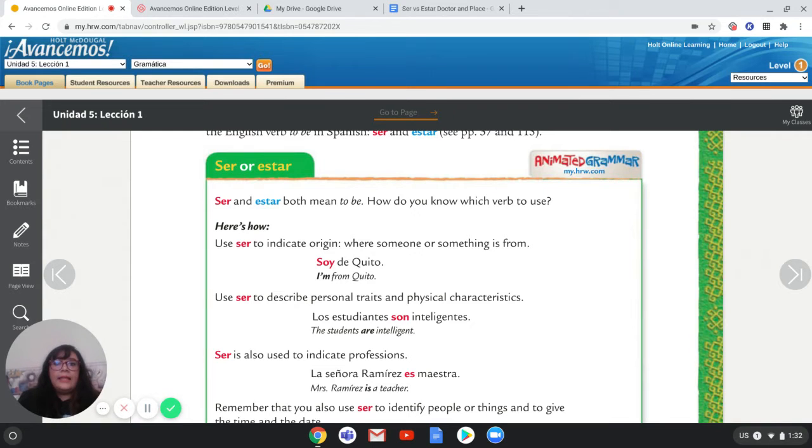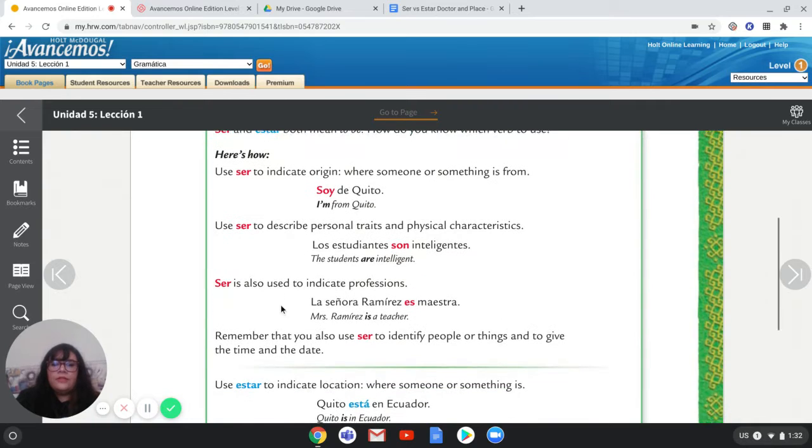You use ser to indicate origin, as in where you or something is from, because it could be that I got a certain clothing item from Target. I can't say that I got it somewhere else. It originated from Target. So you use that to describe origin. An example is like, soy de Quito. I'm from Quito, a certain location, or a city, I should say.